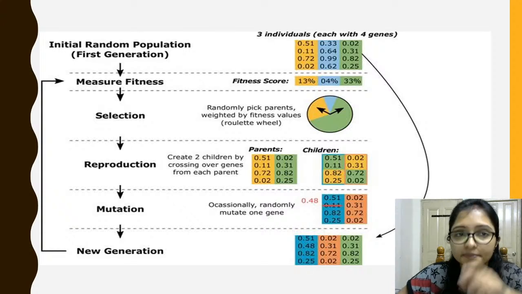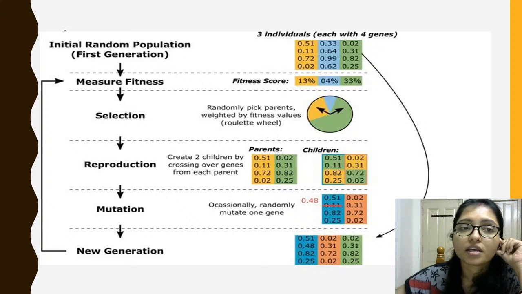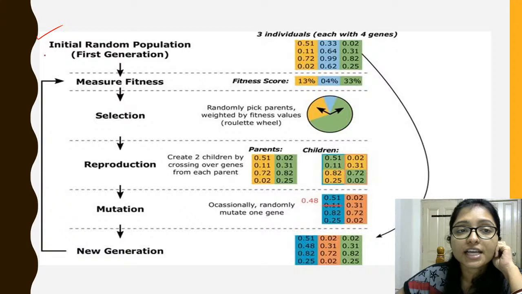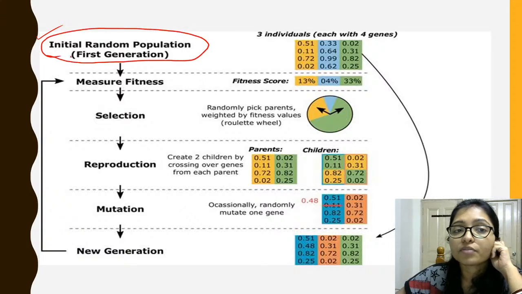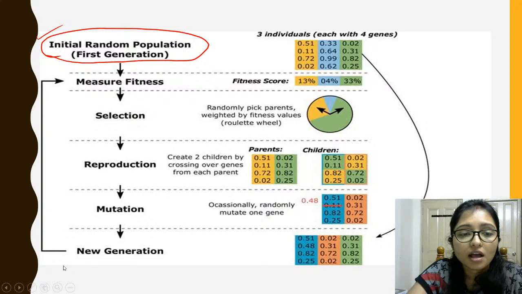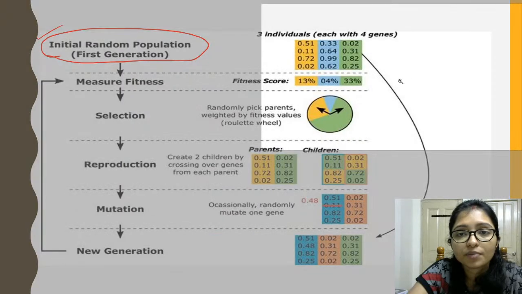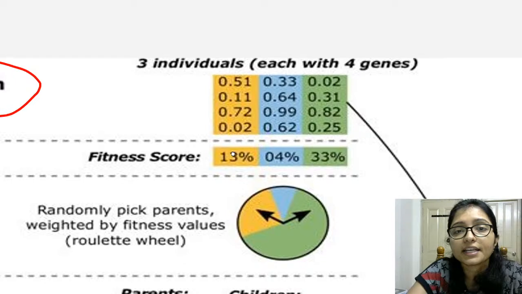Yes, now see how the fitness measure is going on. See, that is the initial random population, the first generation. From the first generation, the initial random population is coming. I am zooming here so that it will be visible to everyone. So see, these are the fitness scores.